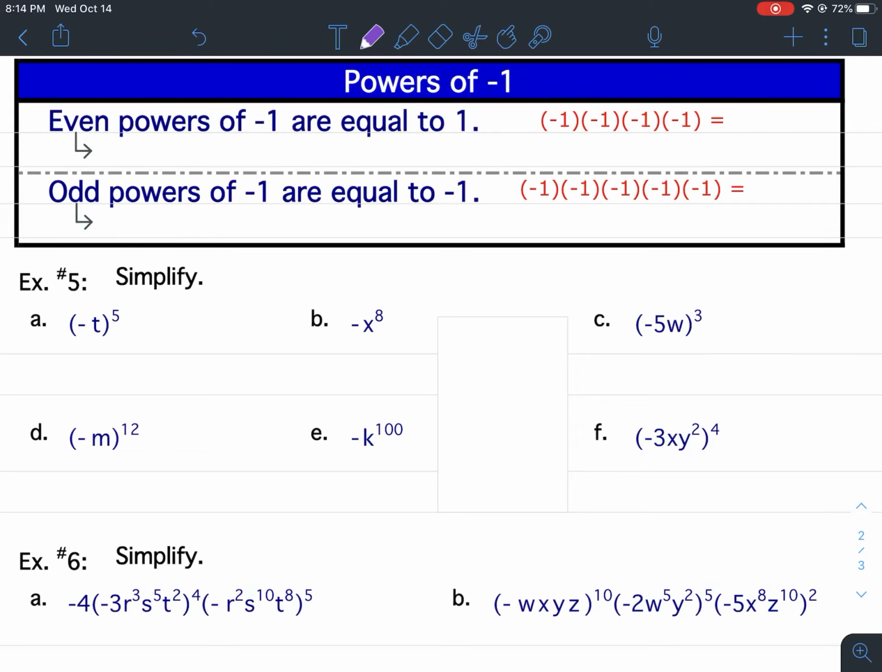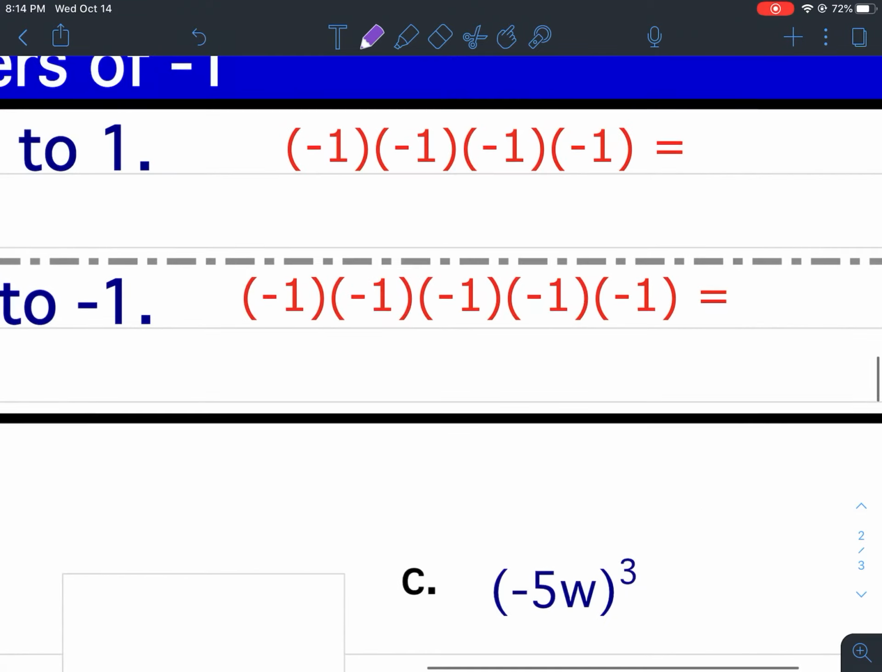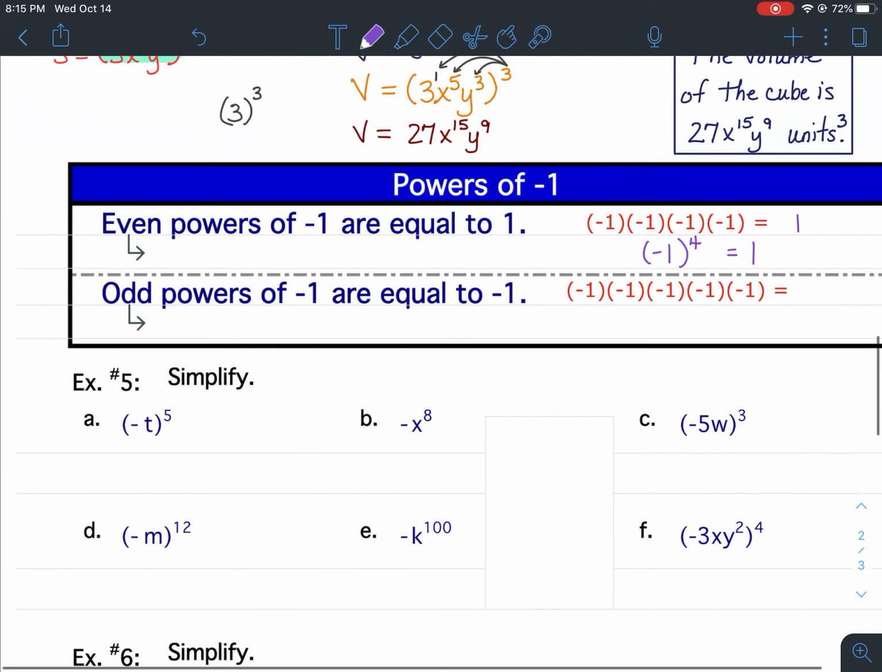Okay, so if you look over here to the right, I've got -1 times -1 times -1 times -1 and so forth. There's 1, 2, 3, 4 negatives, so that's going to be a +1. Another way of writing that would be -1 to the 4th power. 4 is an even number, so when your exponent is even, you get a positive answer.